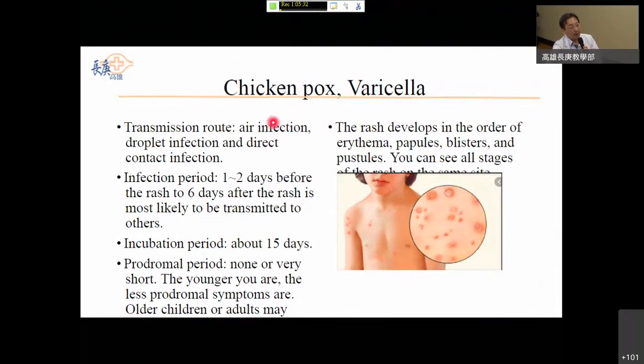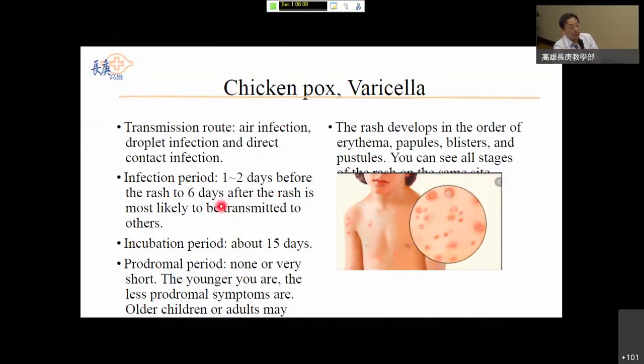It's not only caused by droplet infection. It's also caused by direct contact infection, okay? So when you touch the skin of a person with chickenpox, you will be infected, okay? And the infectious period is 1 to 2 days before the rash. So it's very difficult to prevent because the rash has not even appeared. You don't know the person has chickenpox.